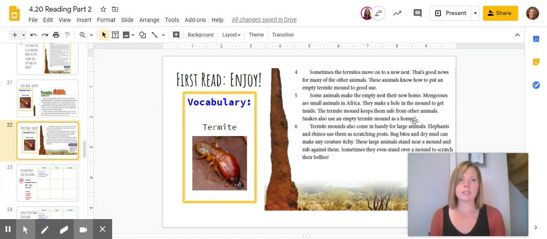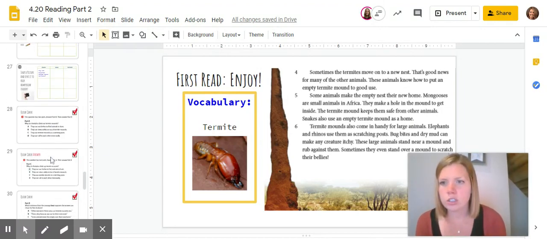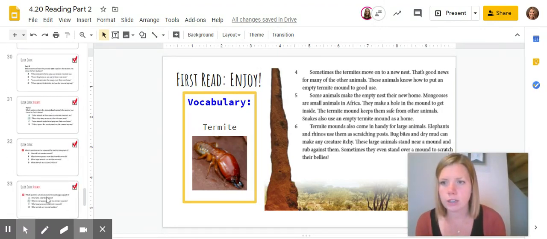So when I think about this paragraph, if I'm going to summarize it or give a gist statement, to me it's mostly talking about how some animals use the mounds for their homes, right? It talked about a couple of different ones, the mongoose and snakes, right? So let's see, which question could we answer from this paragraph?